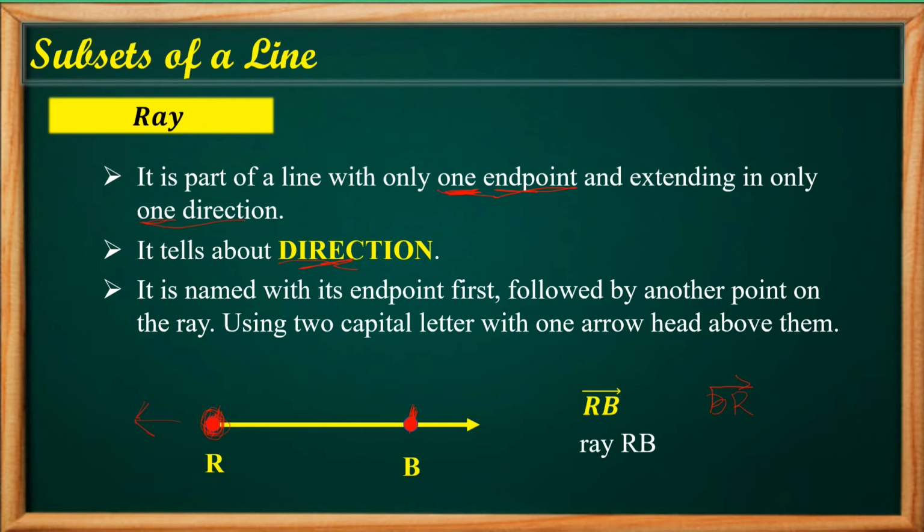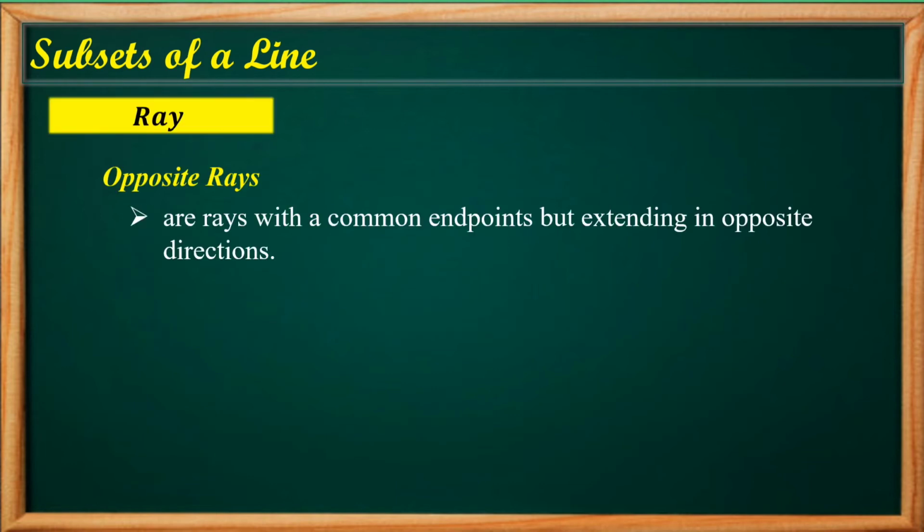Okay, let's have here. Now, in a ray, we have what we call the opposite rays. Opposite rays are rays with a common endpoint but extending in opposite direction. Example, point R, point T, and point B. Now, we have here the two rays. Observe, we have here ray, which is the color yellow, and ray, which is the color white. Then, ang endpoint natin is itong point T.